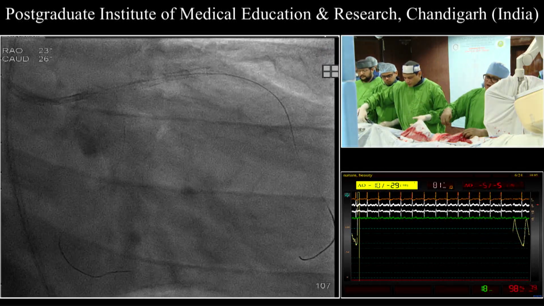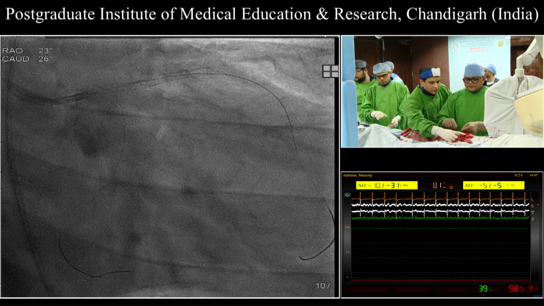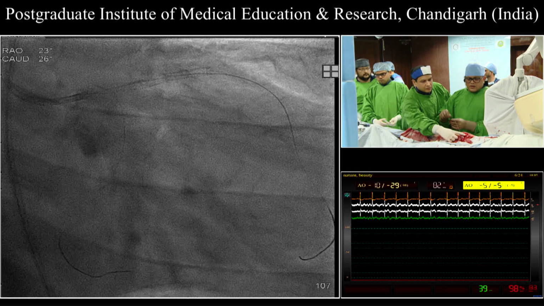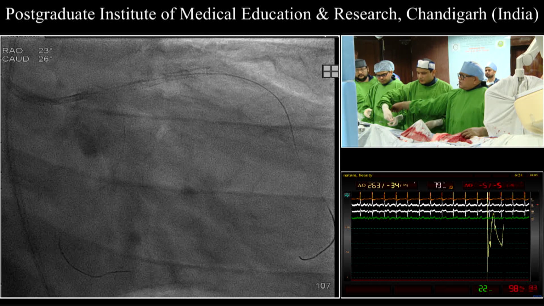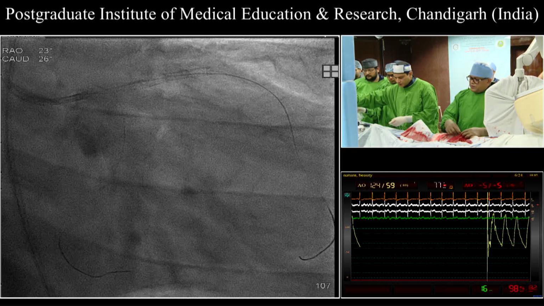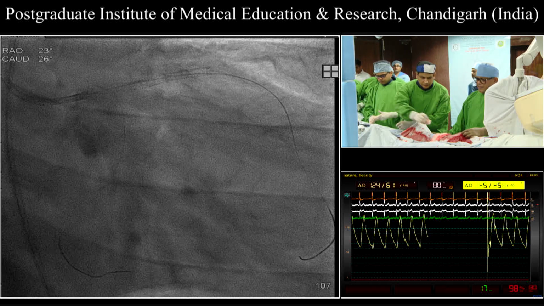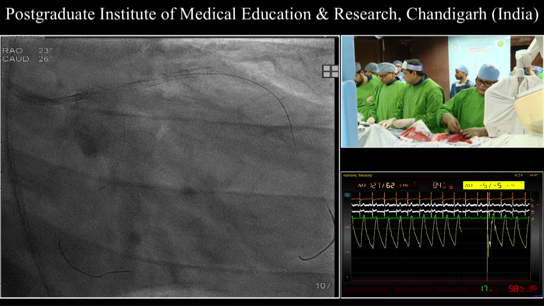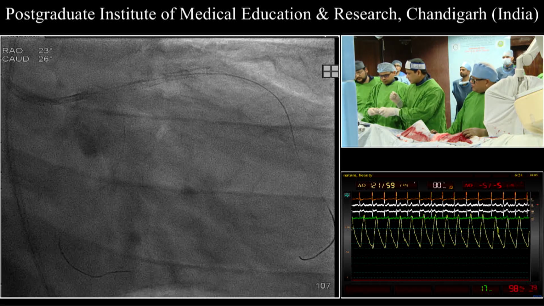Sorry, I have used a 3.5 by 38 Expedition. No problem. Sorry for the confusion. No, it's good. So now let me give 4.5 to achieve adequate diameter inside the elastic lamina. Yes, so I'm going to do the POT with a 4.5 millimeter balloon.